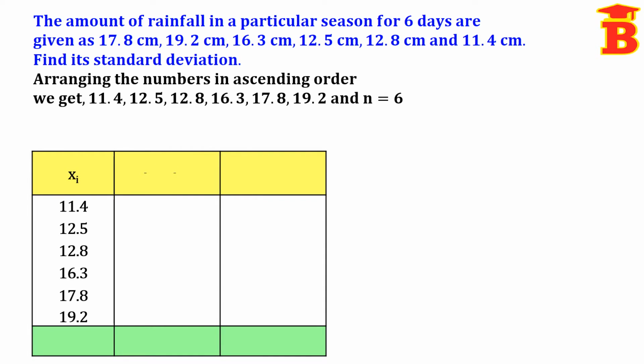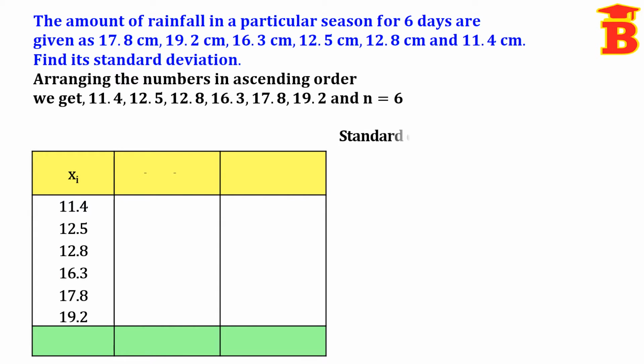Now we can fill the table. So draw a table like this. Here take the given numbers. xi means given numbers. Take it in the order. So we take it in the ascending order.